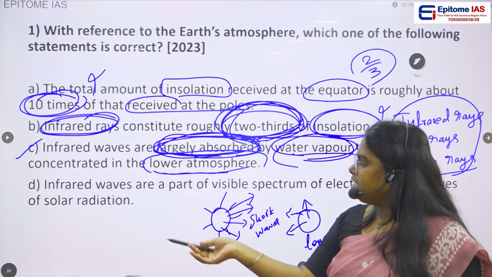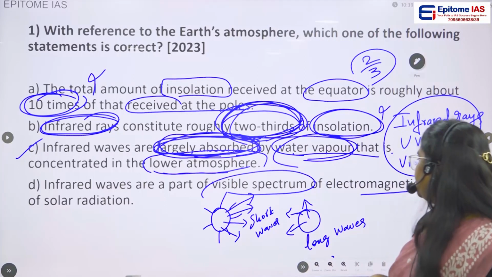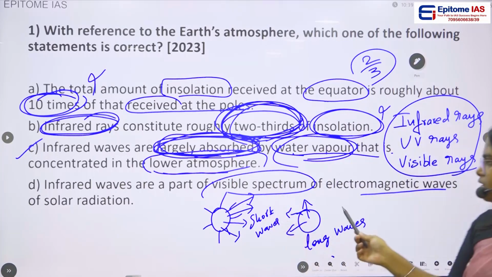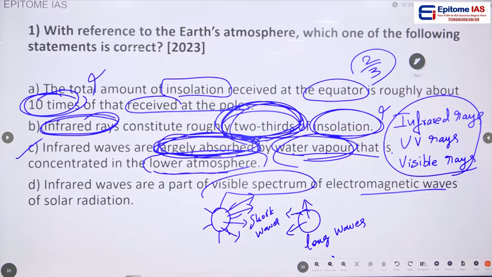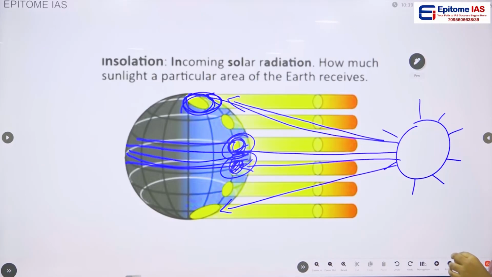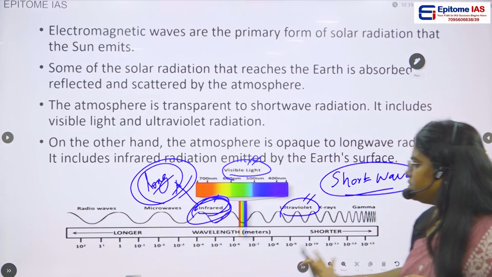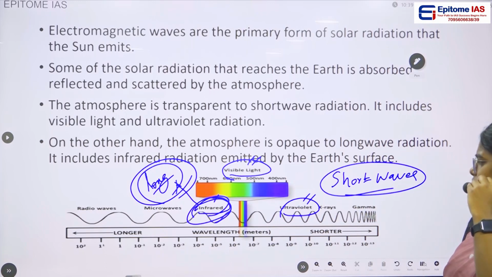And if you see option D, infrared waves are part of the visible spectrum of the electromagnetic waves of solar radiation. So just now I showed you that picture, right? I'll show you once again. If you see here, this is the spectrum of the waves.